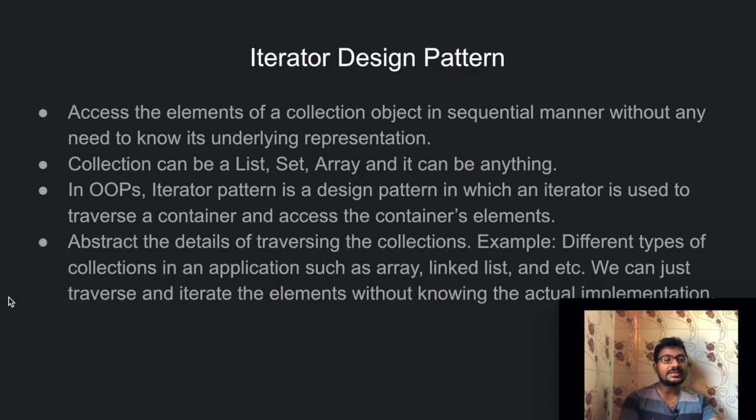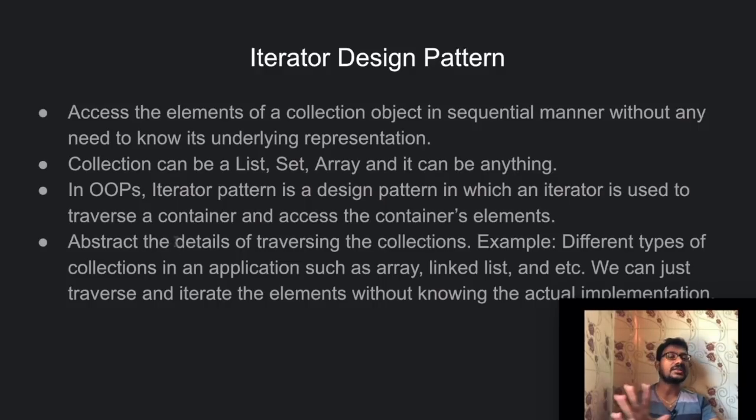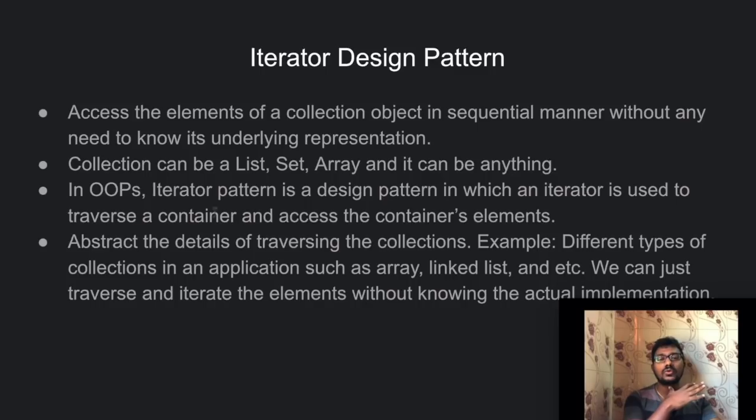And then, abstract the details of traversing the collection. Here this owner doesn't want to know the implementation details of this package information, so that would be handled by the iterator. That's what this point is stating: abstract the details of traversing the collection. So the owner has abstracted this, and the iterator handles those difficulties. This owner doesn't want to know about those difficulties at all.